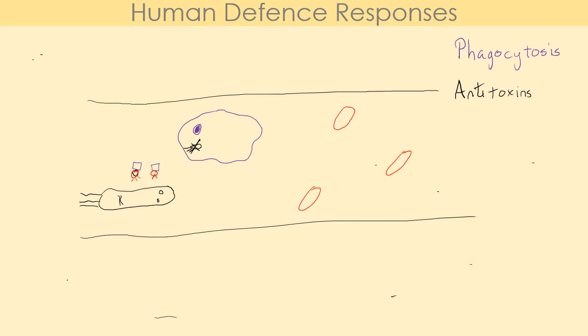Our final way is that they will produce antibodies. The antibodies will mark the pathogen for phagocytosis. So they will produce antibodies that will come out from the white blood cell and will mark the pathogen for phagocytosis, so it can be engulfed and destroyed.